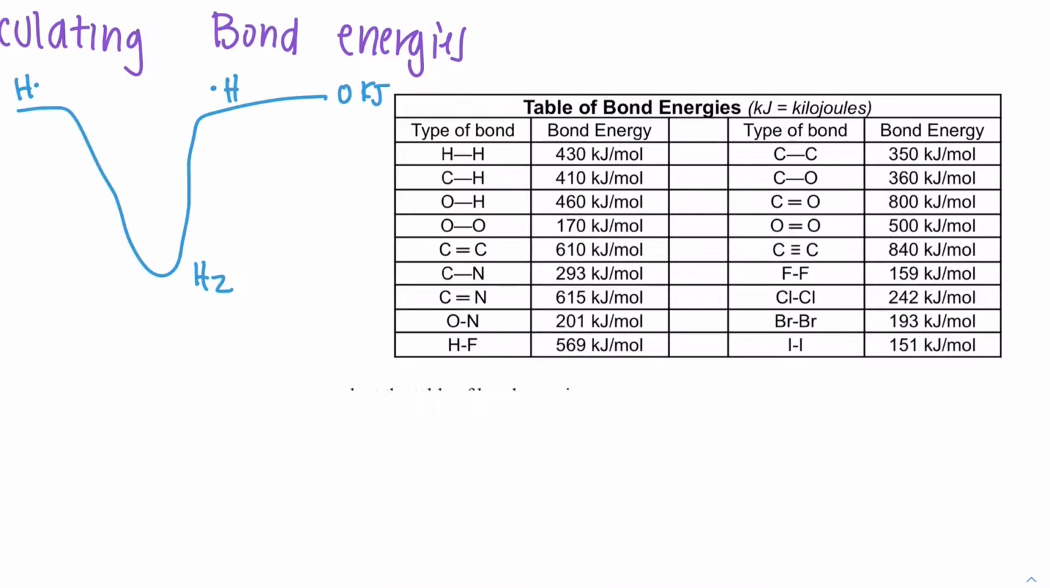As you're aware, unbonded atoms have 0 kilojoules of energy. It is the most amount of potential energy that an atom or molecule can have. It is the top baseline. And when molecules form bonds, they fall down the well and become more stable and lower in potential energy. The amount that they lower in potential energy is the amount on our table of bond energies.